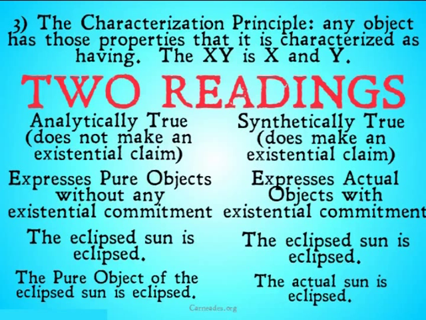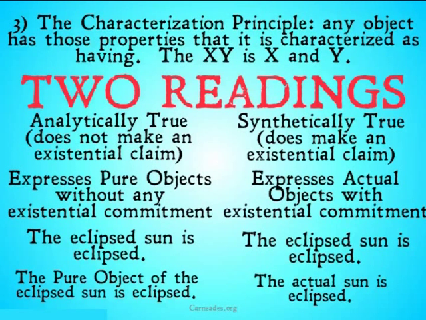Meinong is going to mean, when he uses the characterization principle, the analytically true version. He is not going to mean the synthetically true. If you see someone claiming that he's using the synthetically true version, they are incorrect as to what Meinong means, and it causes problems for his theory. When we're talking about this kind of statement, we're talking about analyticity, not synthetic.